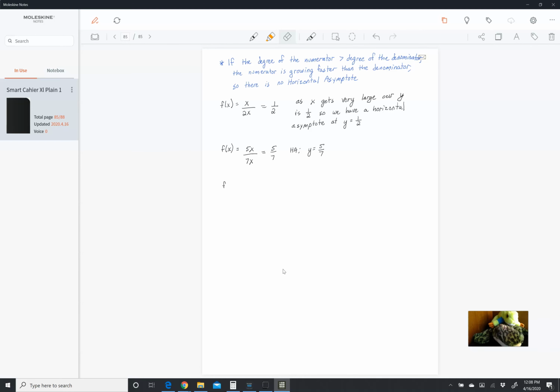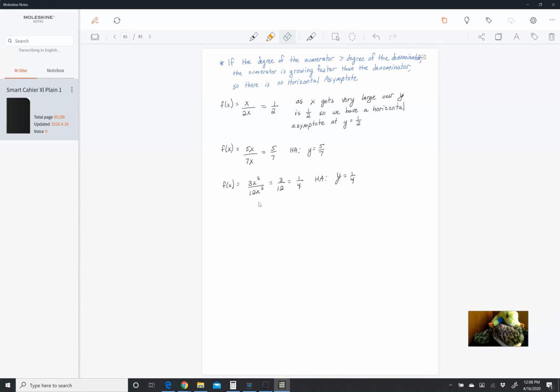If we have f of x is equal to 3x squared over 12x squared. Okay, notice they're growing at the same rate. The degree is the same, so they're growing at the same rate. The x squares cancel. You're left with 3 over 12, or 1 over 4. So your horizontal asymptote is at y equals 1 over 4.